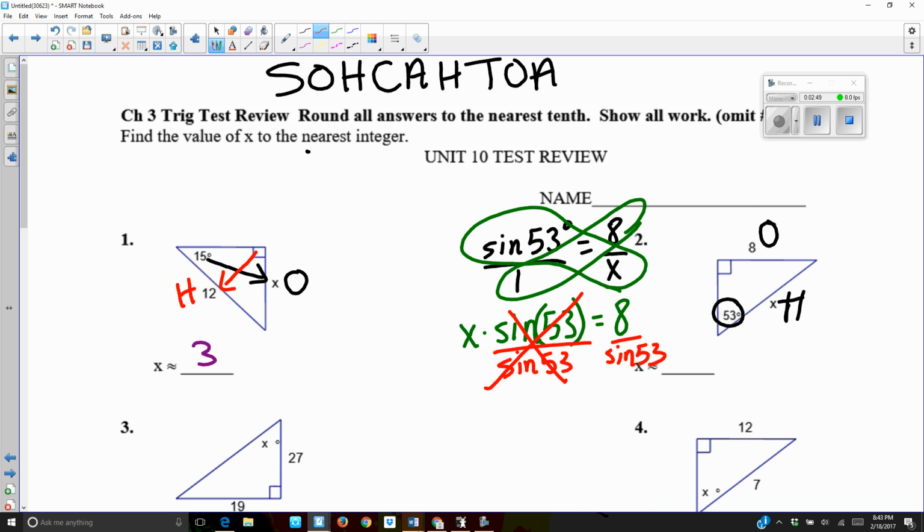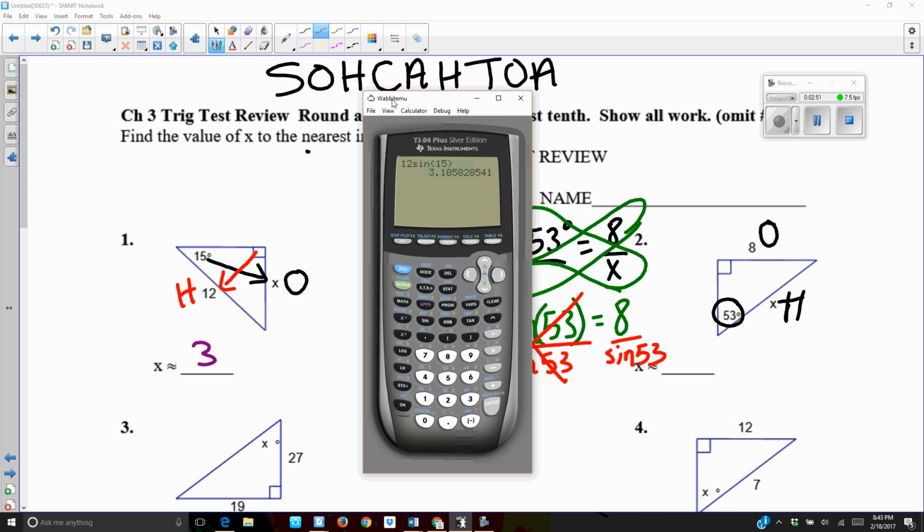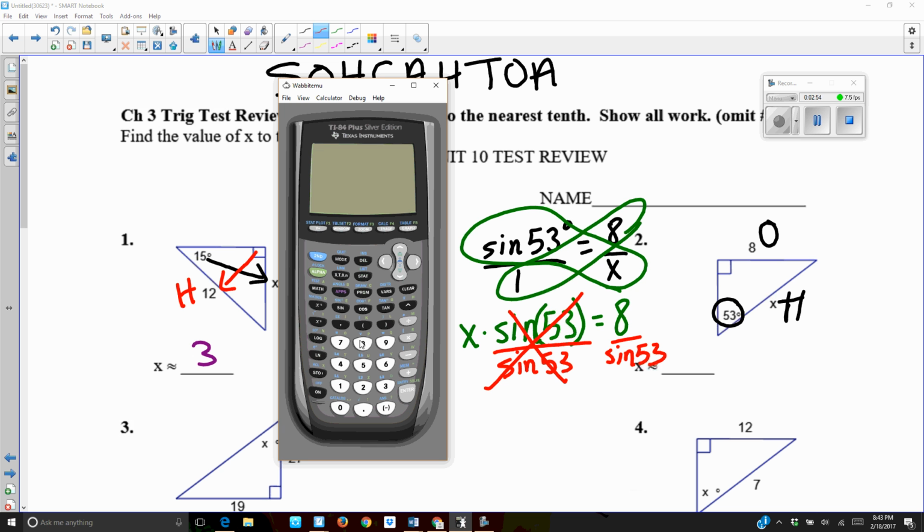So our answer is going to be 8 on the top, sine of 53 on the bottom when we put it in the calculator. Watch your typos for this test. Round to the nearest whole number, it should be 10.